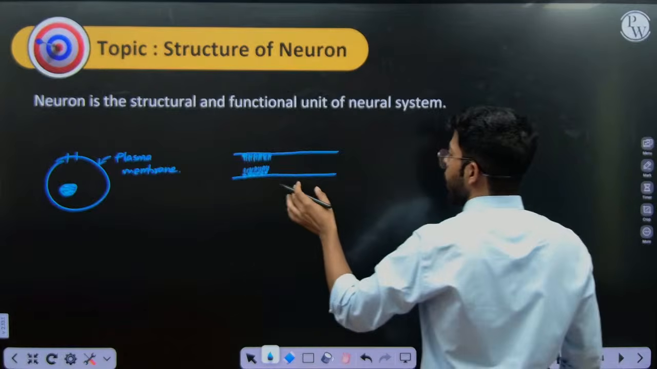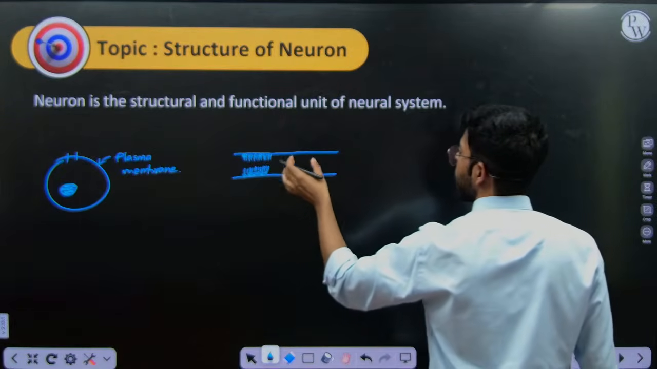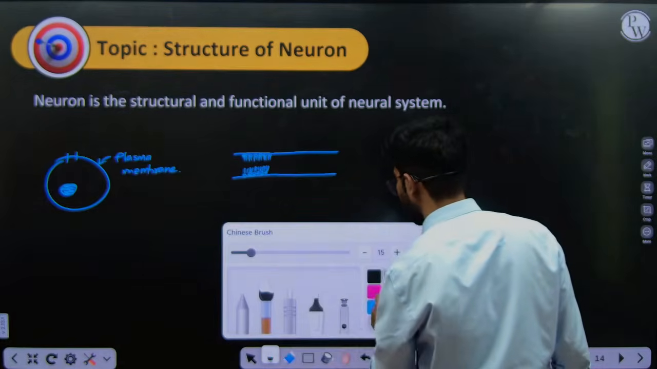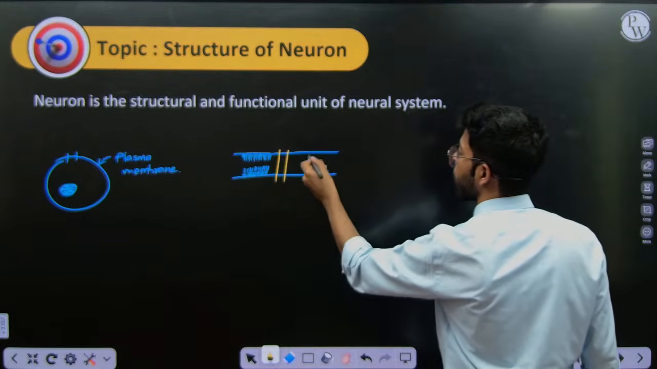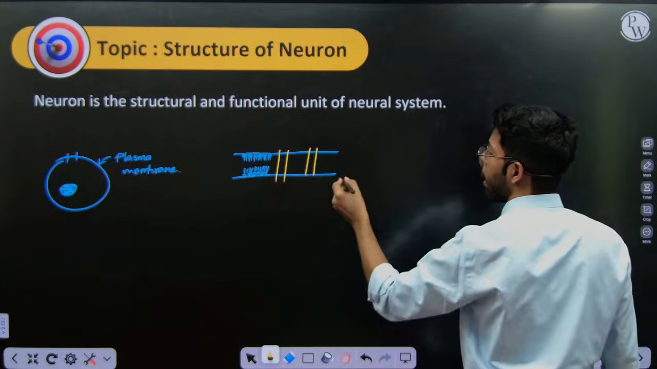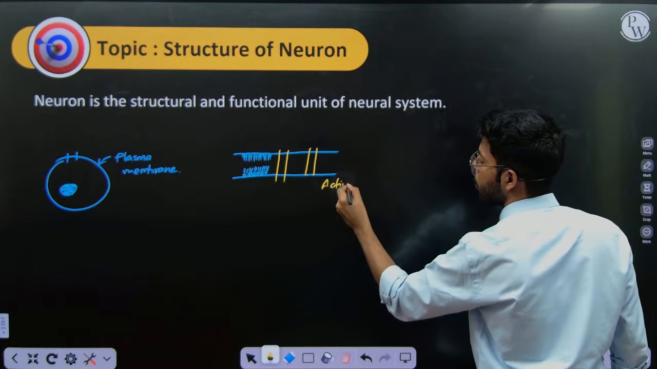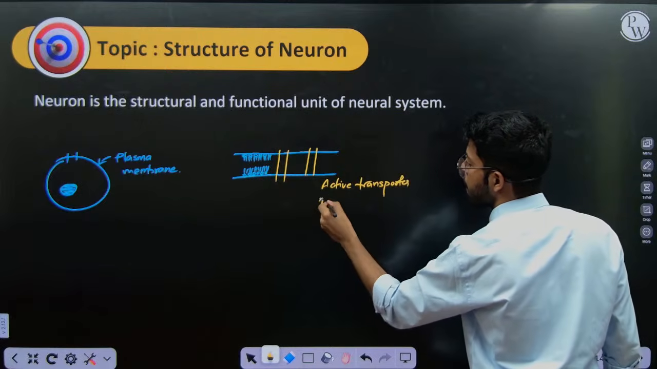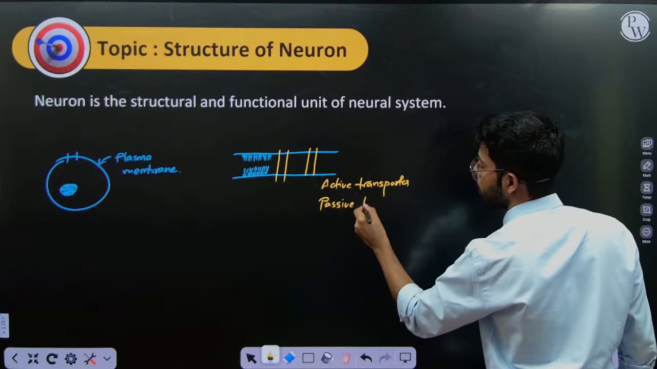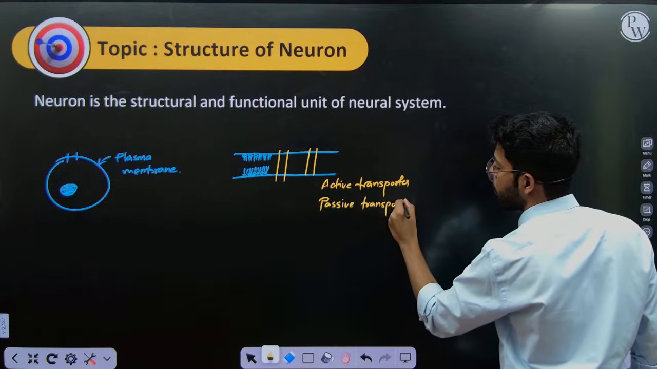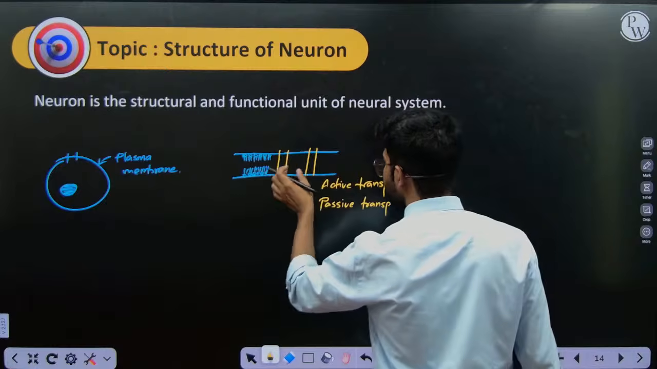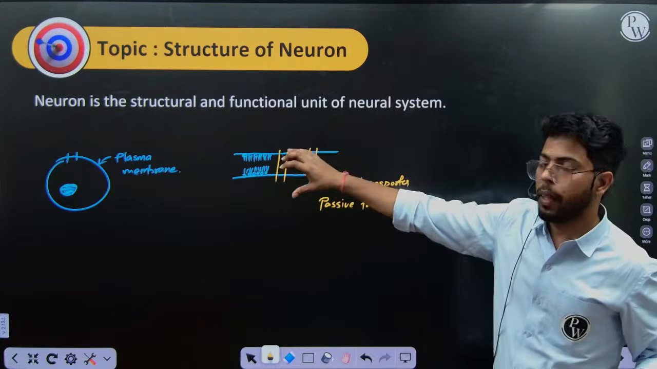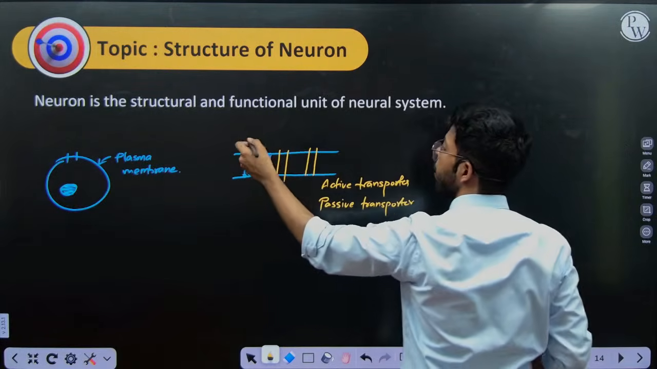And in the cell biology chapter, you have studied that the cell membrane or plasma membrane also has transporters present. Some are active transporters, some are passive transporters. Because of these active and passive transporters present across the plasma membrane, a gradient develops.